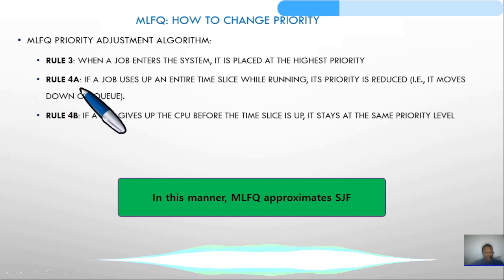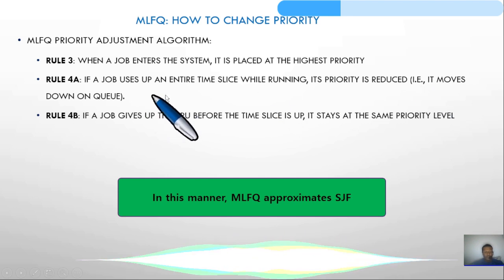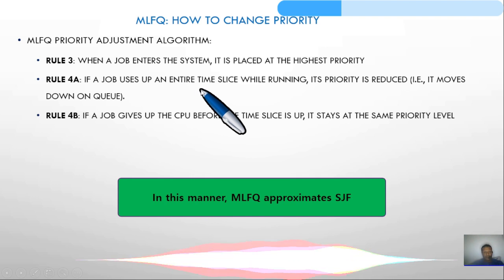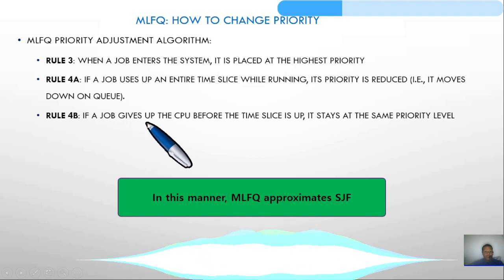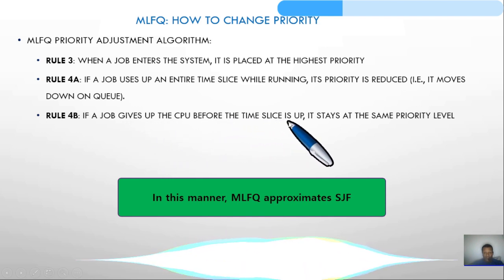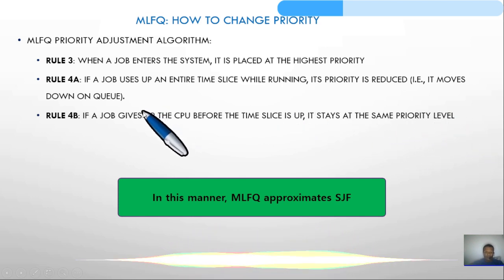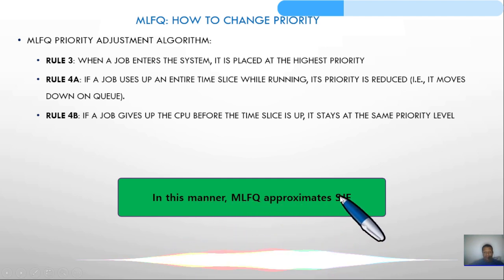Rule 4a says if a job uses up an entire time slice while running, its priority is reduced. It moves down the queue because it is CPU bound, because it doesn't finish. It takes all the time slice. Rule 4b says if a job gives up the CPU before the time slice is up, it stays at the same priority level. In this manner, MLFQ approximates shortest job first scheduling.